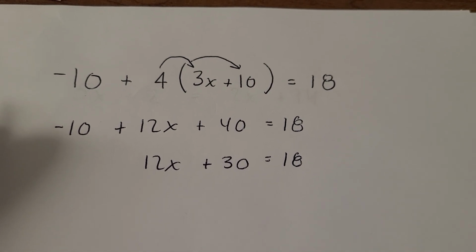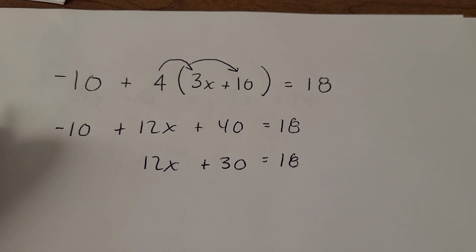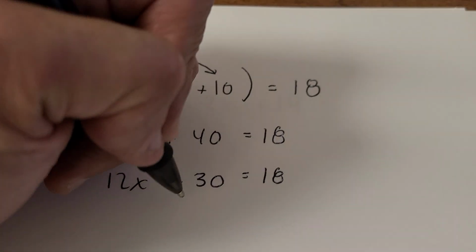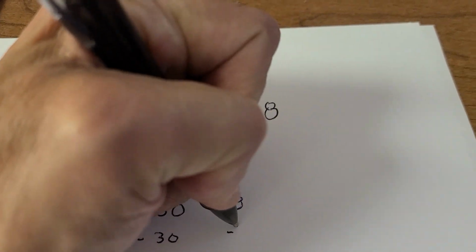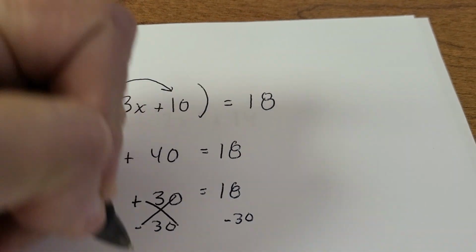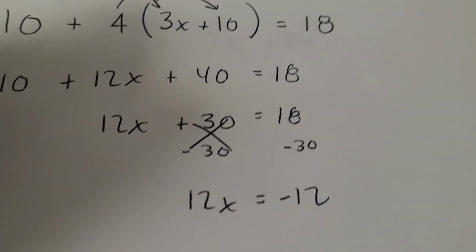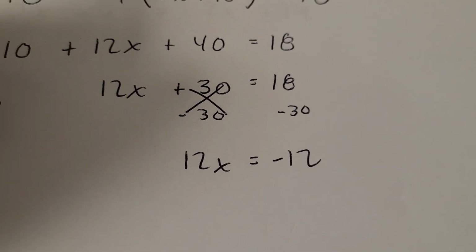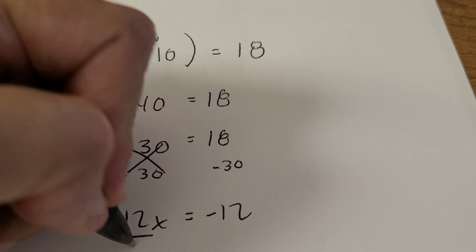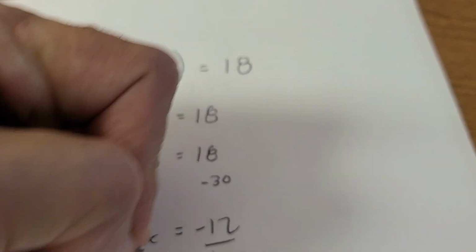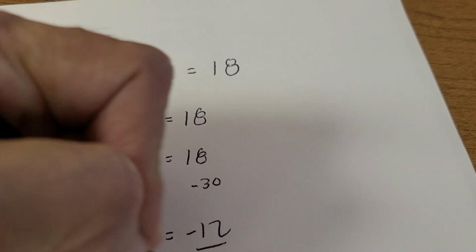All right, once again, it's a two-step equation, folks. So now it's a plus 30. I'm going to subtract 30 here. I'm going to subtract 30 here. These are gone. So 12x will be equal to -12. 18 minus 30 is -12. I'm going to divide both sides by 12, because that's the number in front of the x, and x will be equal to -1.